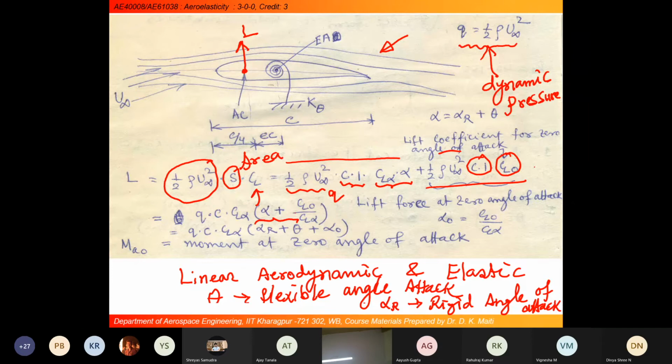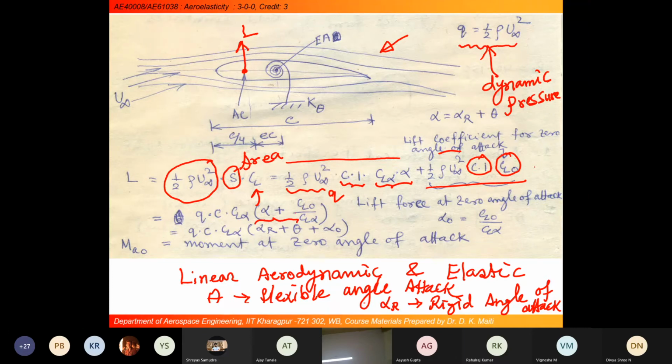So this theta is coming due to the flexibility of the structure. Actually, the structural elasticity is interacting with the aerodynamic load and then changing the initial angle of attack that we have given, and that is the aeroelasticity basically. And this theta, let's say when it has started at some velocity, let's say 10 meters per second, then what will happen?